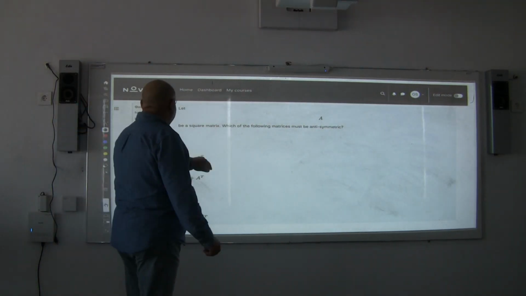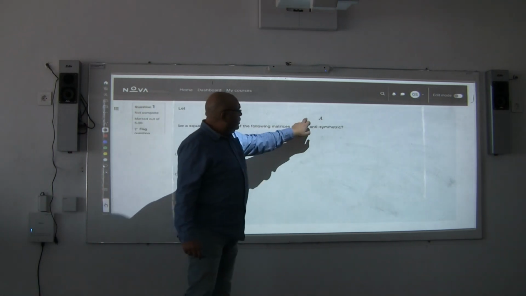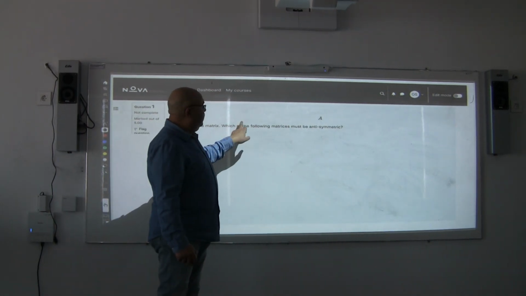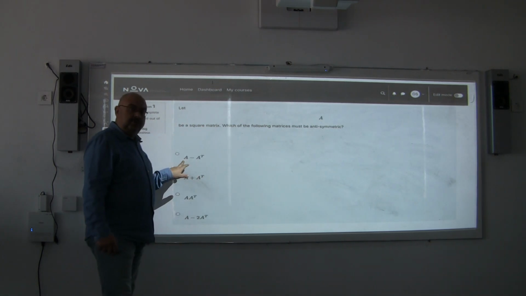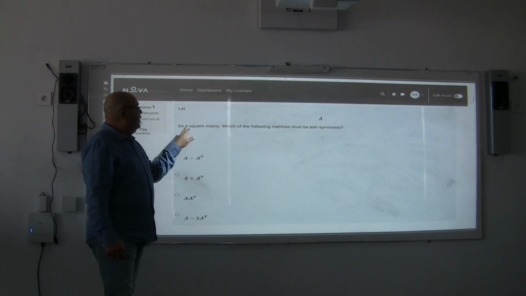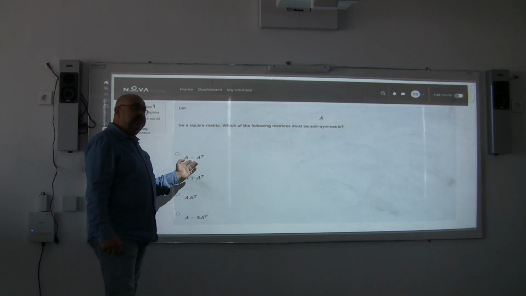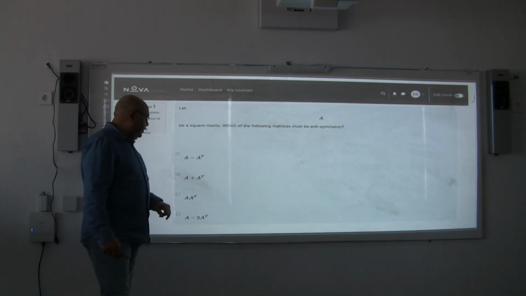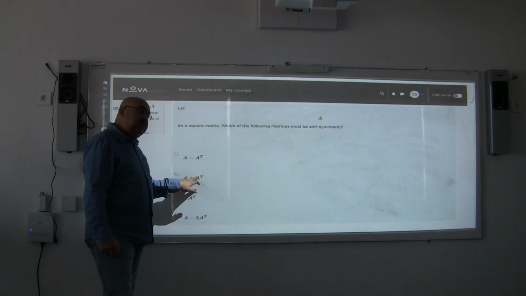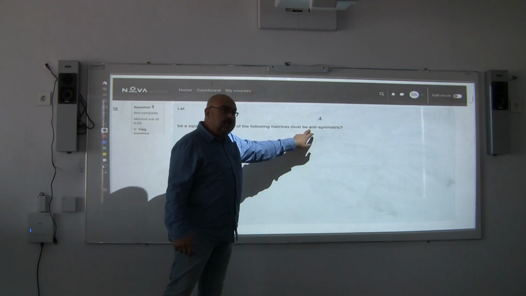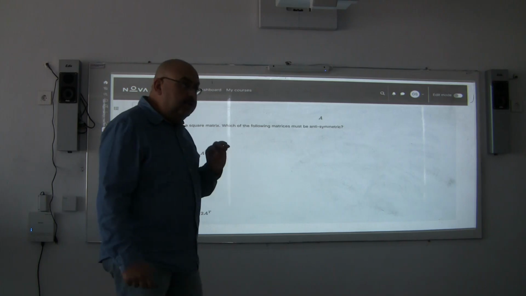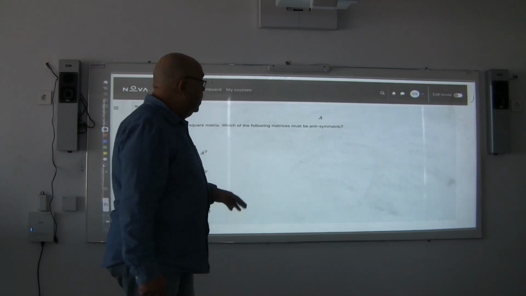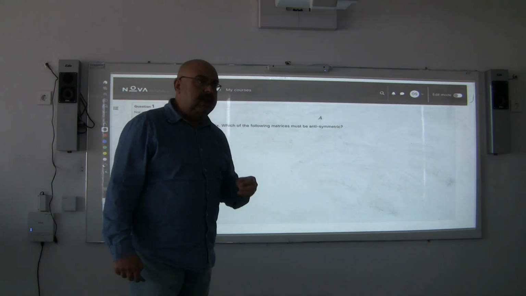Here, it is telling you that A is a square matrix. Which of the following matrices must be anti-symmetric? It's really very simple. All I have to do is get the transpose of this matrix A. Once you get the difference between them, you will find this is the correct answer. Of course, if you get A plus A transpose, it's going to lead to a symmetric matrix. He's asking you about anti-symmetric or skew-symmetric matrices, so this is the correct answer. You should do it on your own and try it more than once. This is one of the simplest questions that you will find.